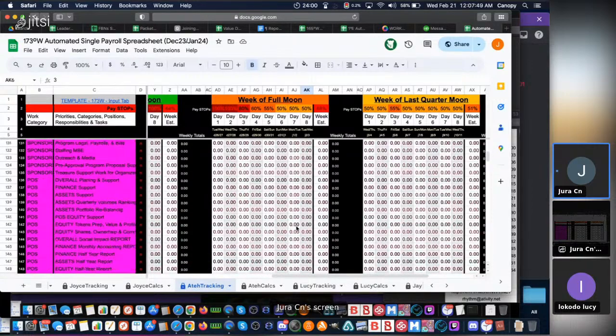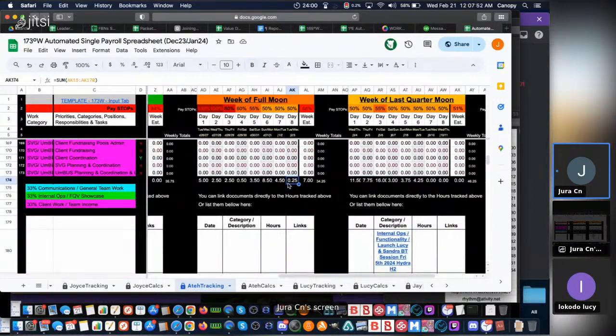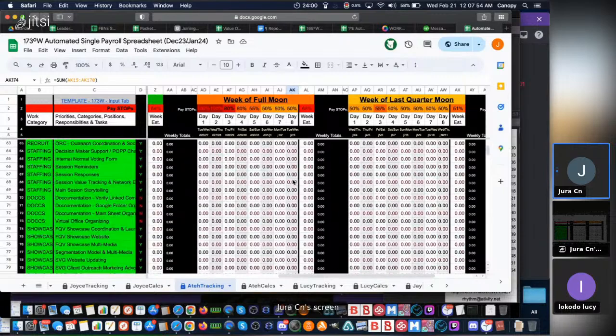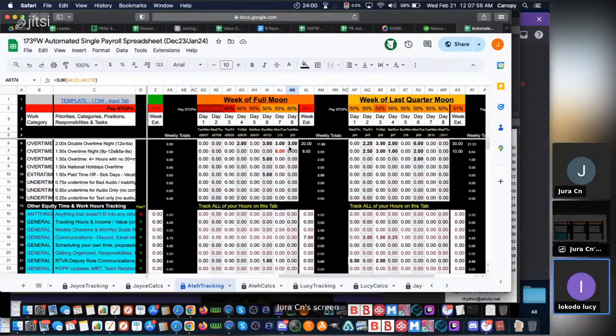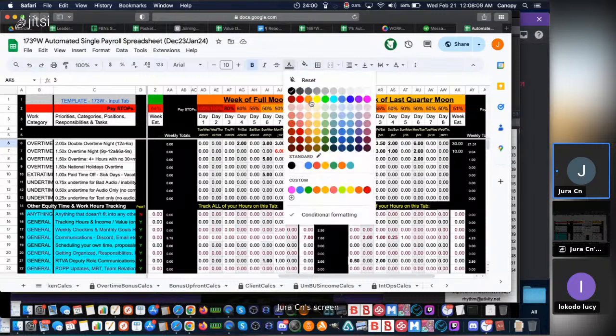Yeah, so that's why it's wrong. She only tracked 15 minutes of time, but she tracked 3 hours of overtime. Overtime, which is why it comes out to such a ridiculous number. Okay, so yeah, I would make this orange. I'm not super worried about it.